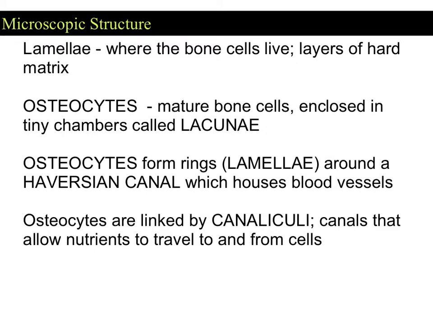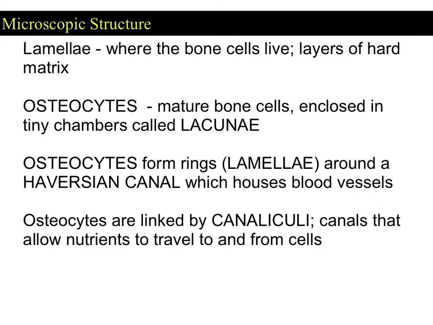So let's talk a little bit about the makeup of bone tissue. Now, in the tissue chapter, we did talk about lamellae. Lamellae is basically your layers of bone matrix. We talked about if you cut an onion and you have those layers there, this is kind of what it looks like if you were to look at bone tissue under the microscope. It looks like the layers of an onion. That's your lamellae. This is the physical place where the bone cells live.